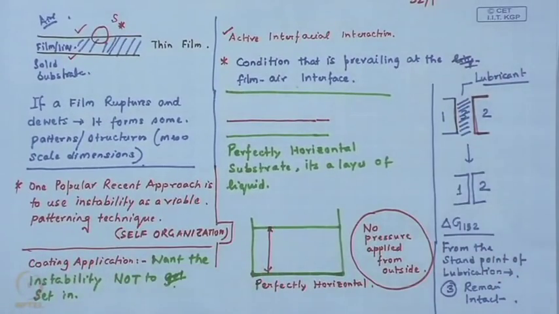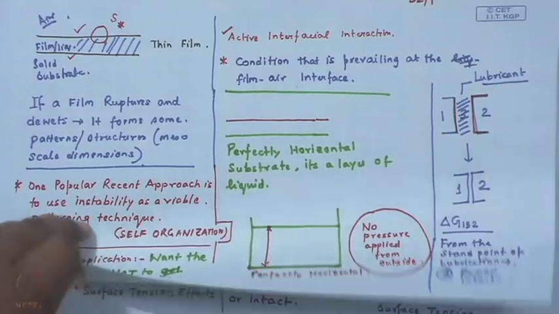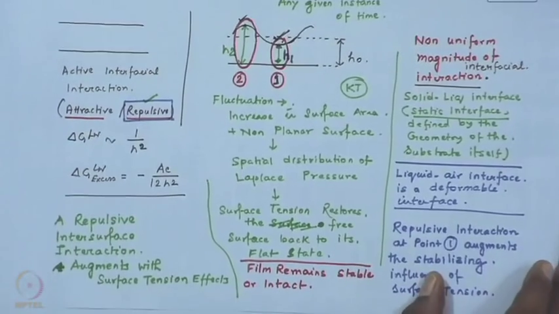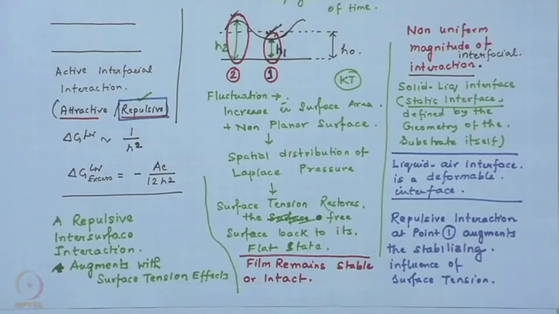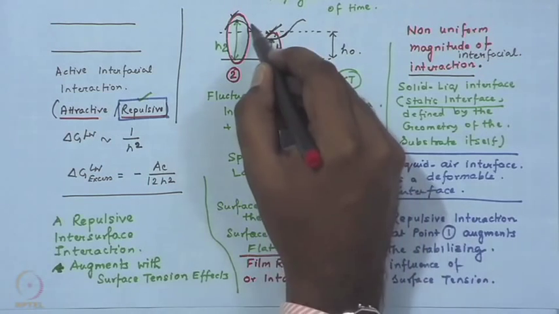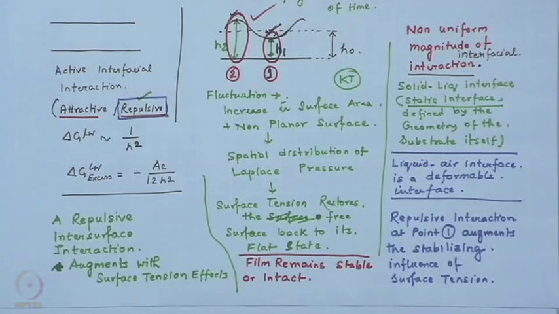And we argued when we talked about spreading coefficient that a repulsive interaction between the two interfaces will ensure that the film remains stable, and quantitatively we will come to it probably in the next class. We understand that if you have a repulsive interaction between the two interfaces, even if you consider the existence of the surface fluctuations, which are often referred to as the capillary wave spectrum, even then, because of this repulsive interfacial interaction and the stabilizing role of surface tension, the film remains completely stable.